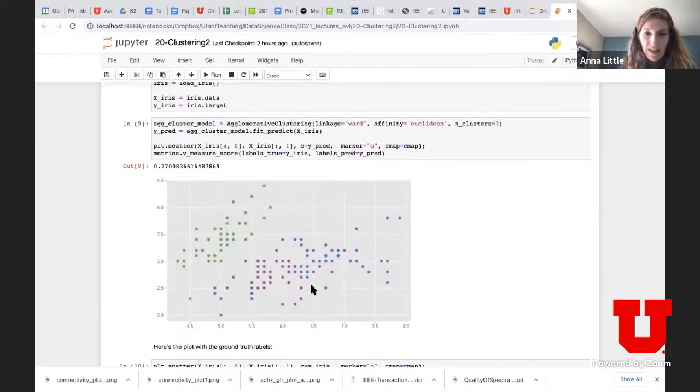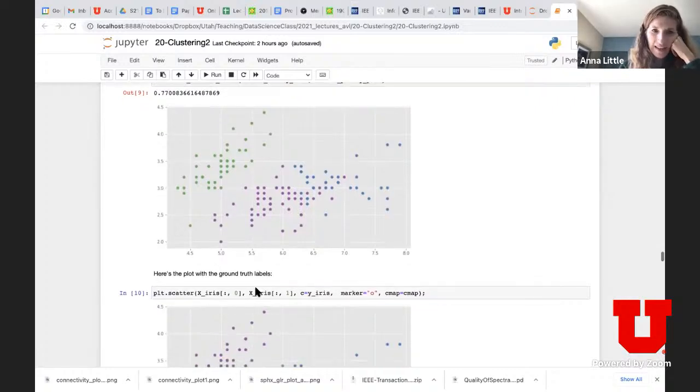So this is the clustering that you get with the method, and we can take a look at the metrics.v_measure_score. Remember, that's kind of the combination of the homogeneity and the completeness, so it's a good overall score, 0.77, which is kind of average, not great, but not totally terrible.